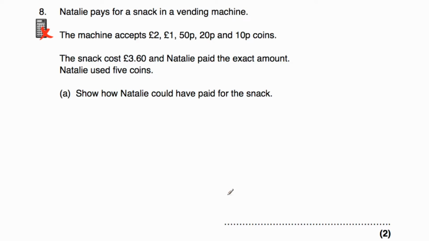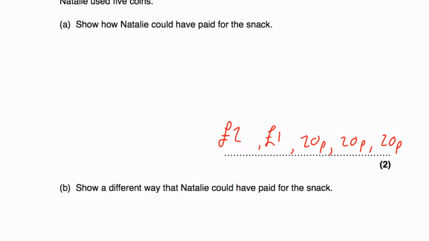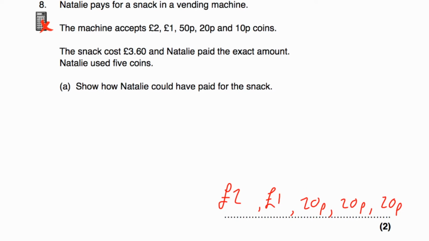So I'm thinking she could have used perhaps a £2 coin, and then a £1 coin, that's £3. She's still got 60p to pay, and she's got 3 coins to pay it in. So I'm then thinking a 20p, a 20p, and a 20p, because then that would be £3.60 in 1, 2, 3, 4, 5 coins. And that's it. So that's one way Natalie could have paid for the snack. Now part B says, show a different way Natalie could have paid for the snack. So we want to do it now in a different way.